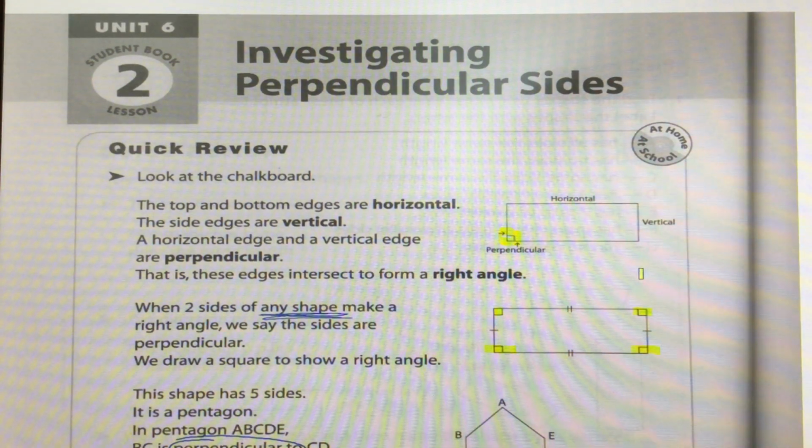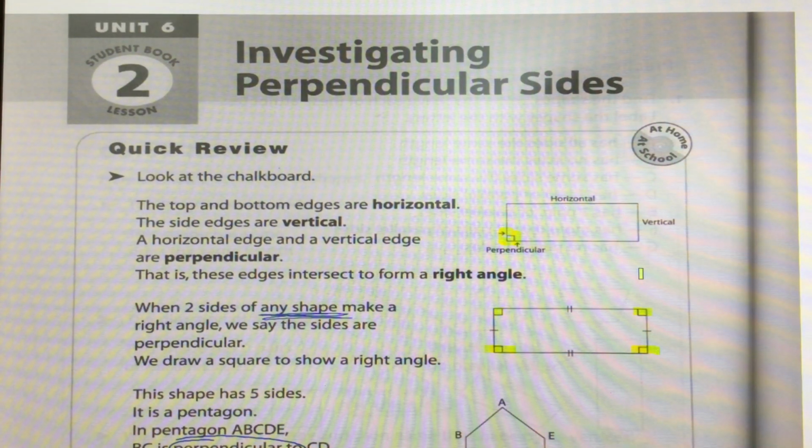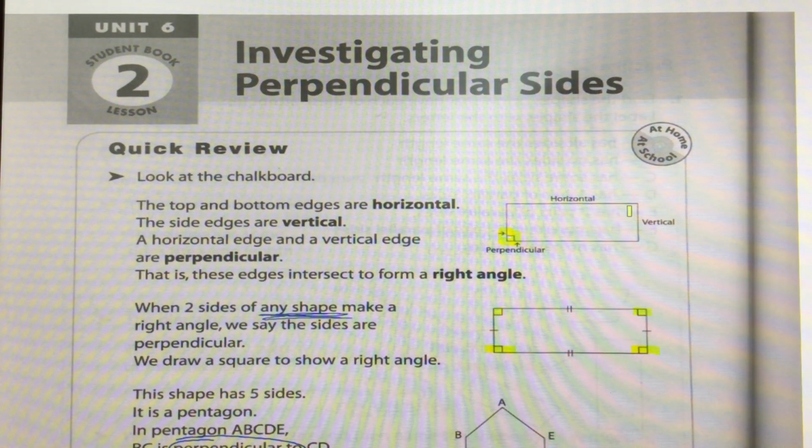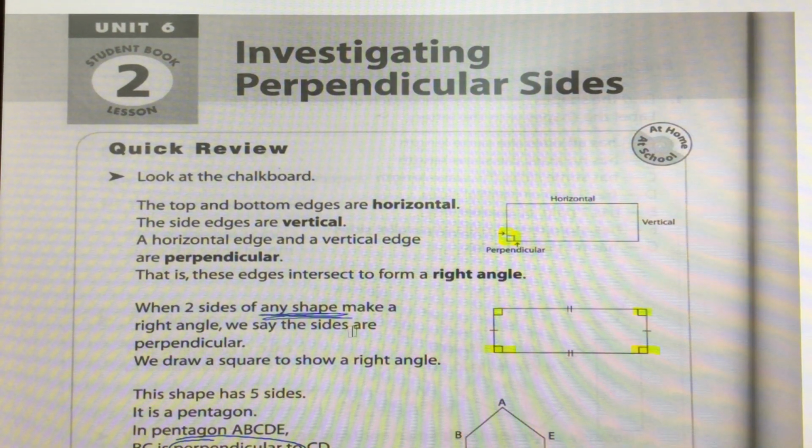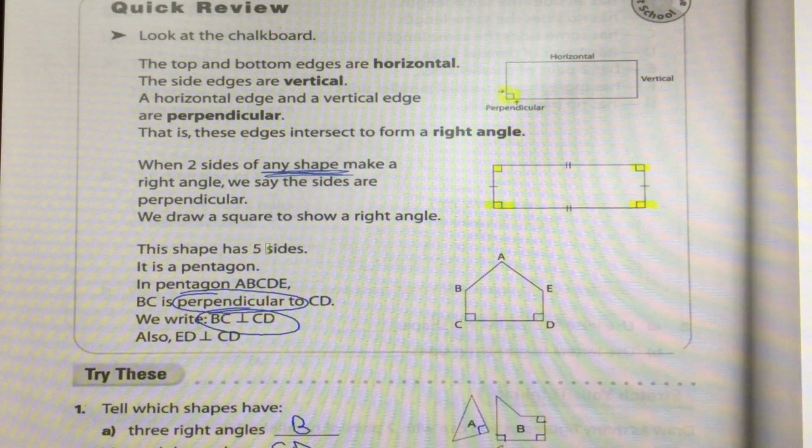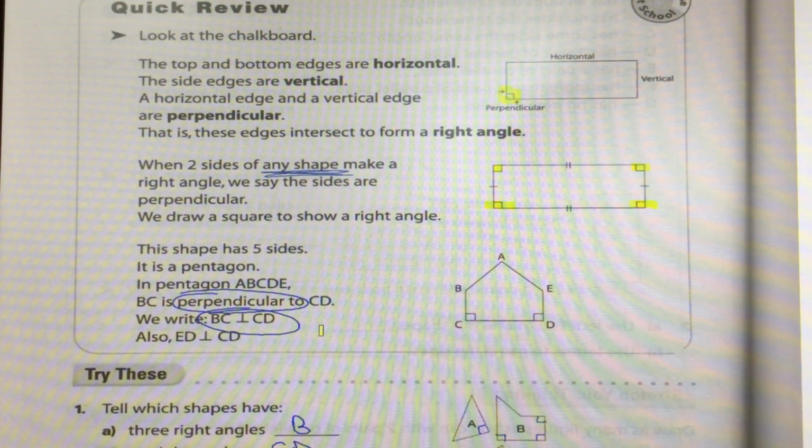Kids, don't get confused by the fact that the shape does not have to be sitting at that orientation. Just because we tend to think of them as horizontal and vertical, any lines in a shape that meet at a right angle are perpendicular to each other, whether or not the shape itself is sitting with horizontal top edges and vertical side edges. So this is the language that we need the students to recognize.